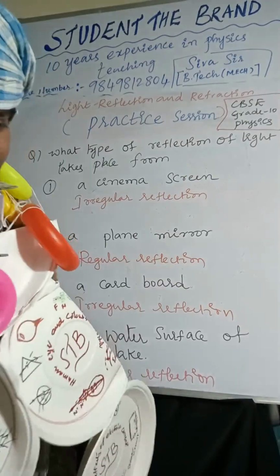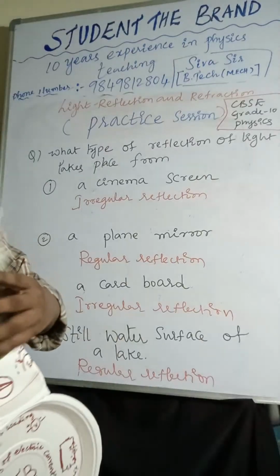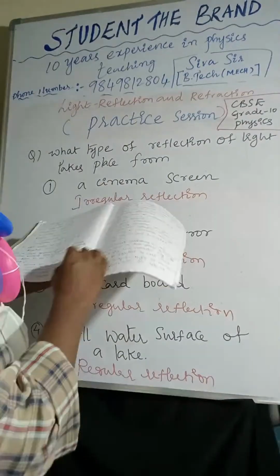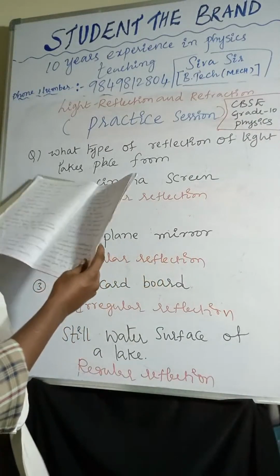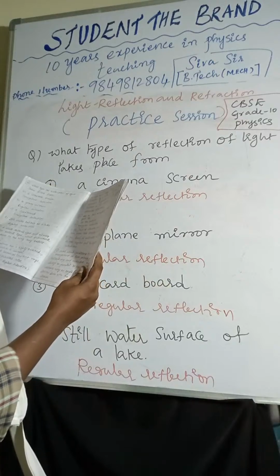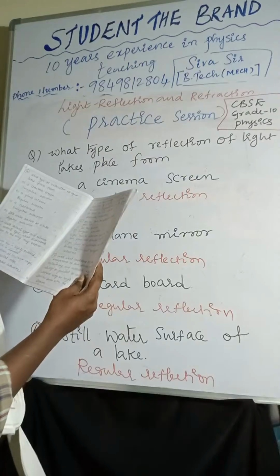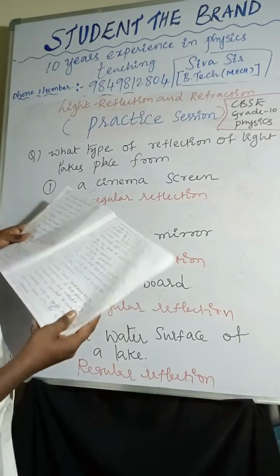Now a few more important questions related to concept based questions, I'll ask. Try to do it. The question is: a wall reflects light and a mirror also reflects light. What difference is there in the way they reflect light?